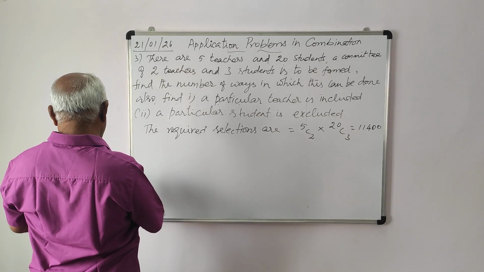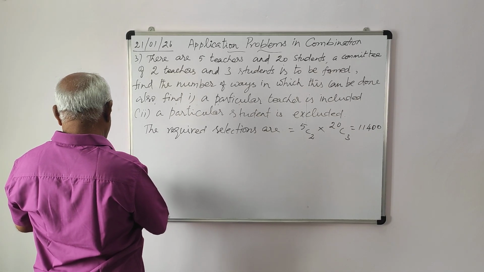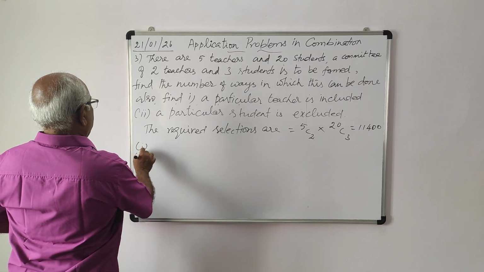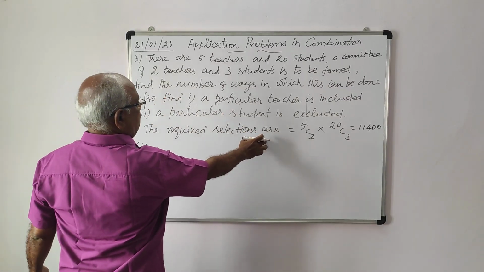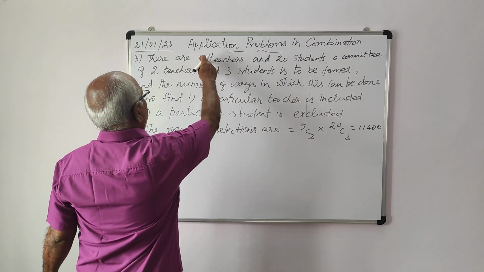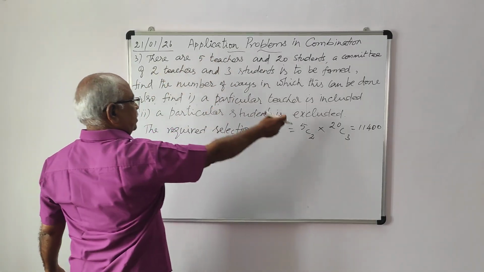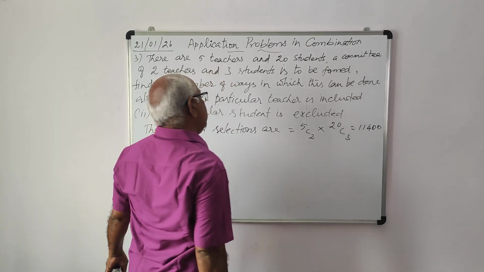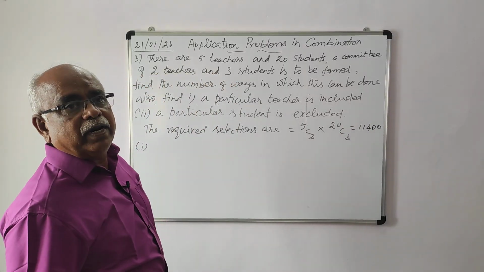In the first case, the general total consideration is from 5 teachers, 2 teachers, 5C2, and from 20 students, 3 students, 20C3. Multiplying these two, you will get 11,400.